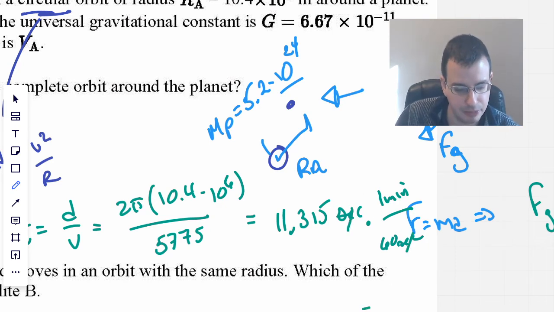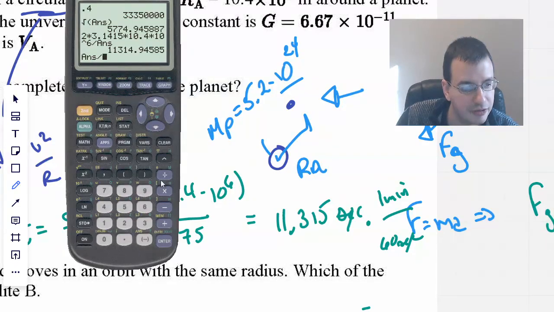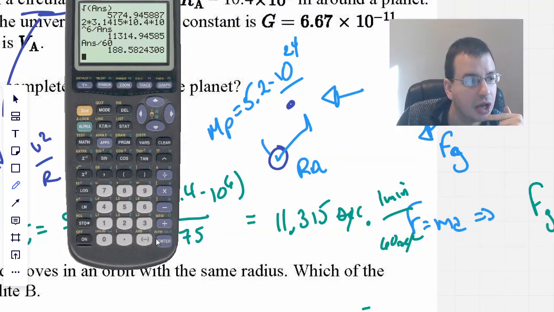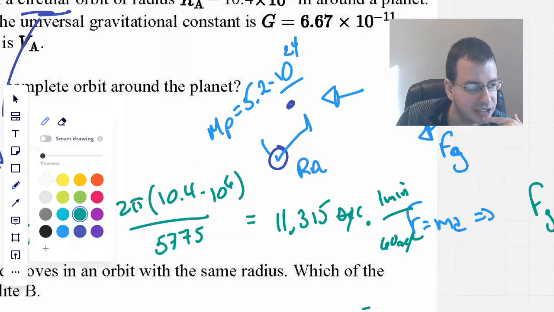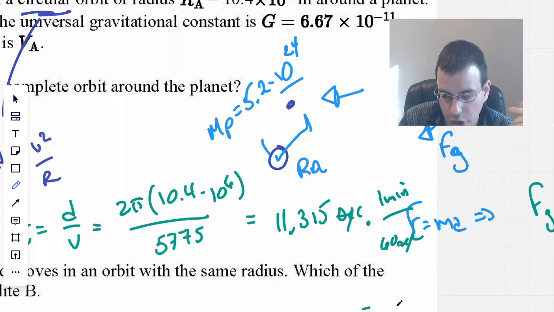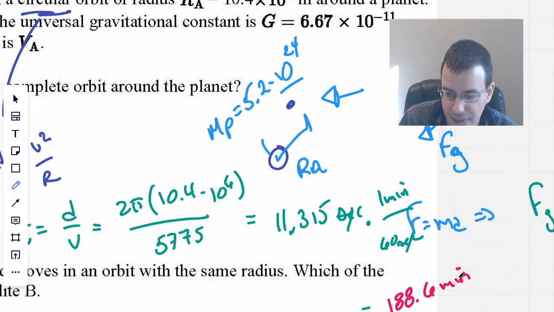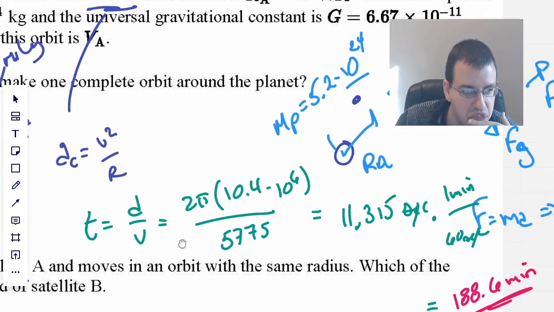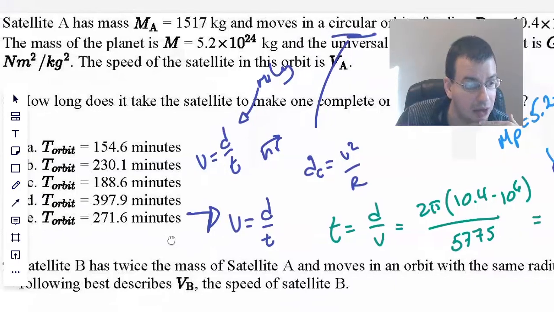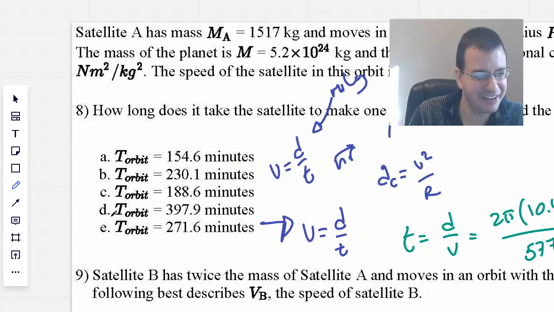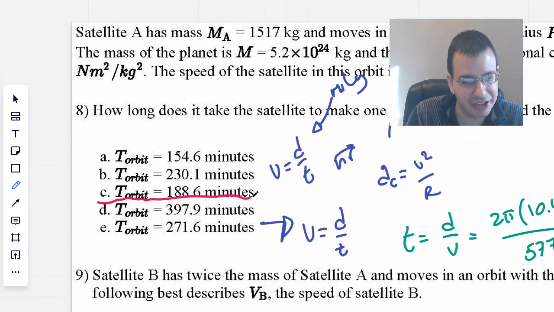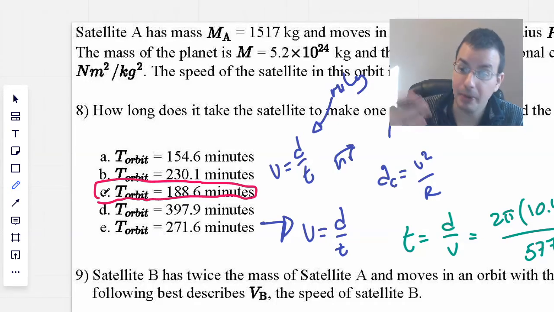And that gives us, divided by 60, 188.6 minutes. So 3 hours. Good for us. I feel accomplished when the answer that I get is actually a possible answer.